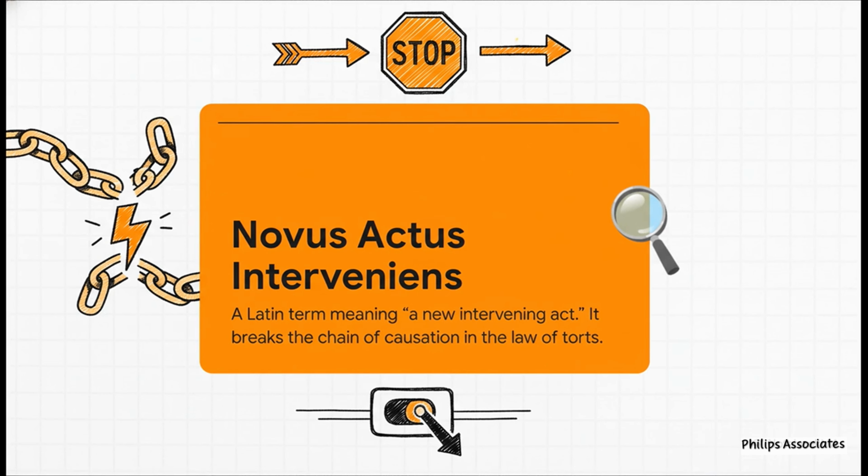And the solution has this, well, kind of scary-sounding Latin name, Novus Actus Interveniens. But don't worry, all it really means is a new intervening act. Think of it like a legal circuit breaker. It's the doctrine that steps in and says, whoa, hold on, something new and big just happened, and it's taken over as the real cause of the problem. It basically stops the flow of blame right in its tracks.